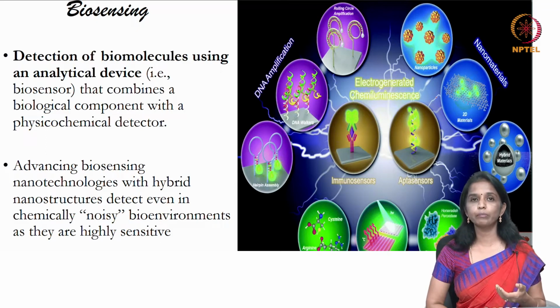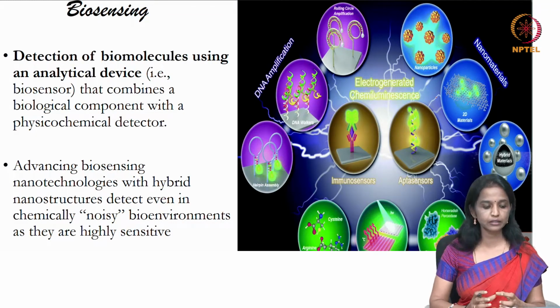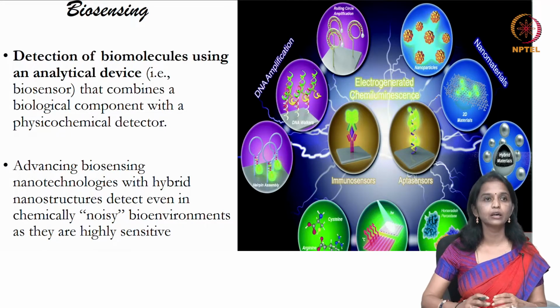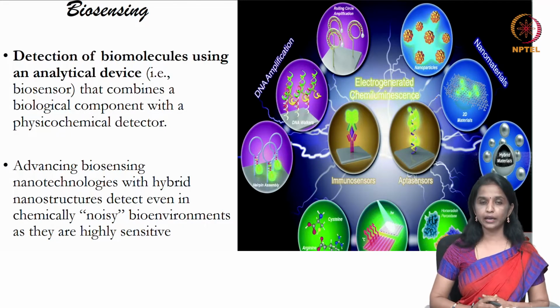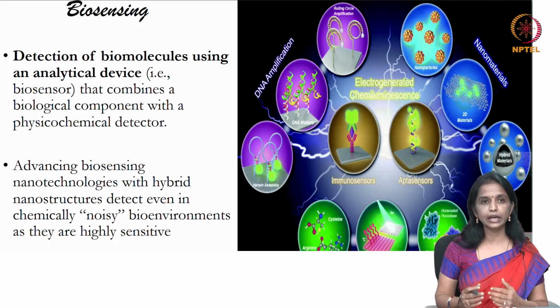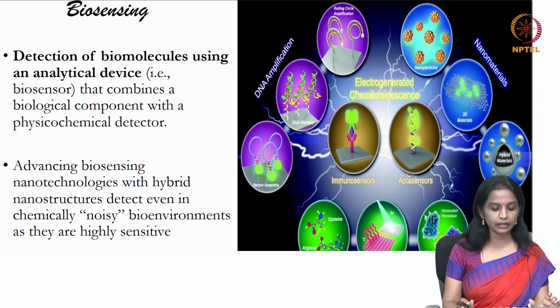When we talk about biosensing, all we need to know is that a biosensor has a sensing component that is a biological component, and then there is a detector, which goes into detecting and then identifying what is exactly there.